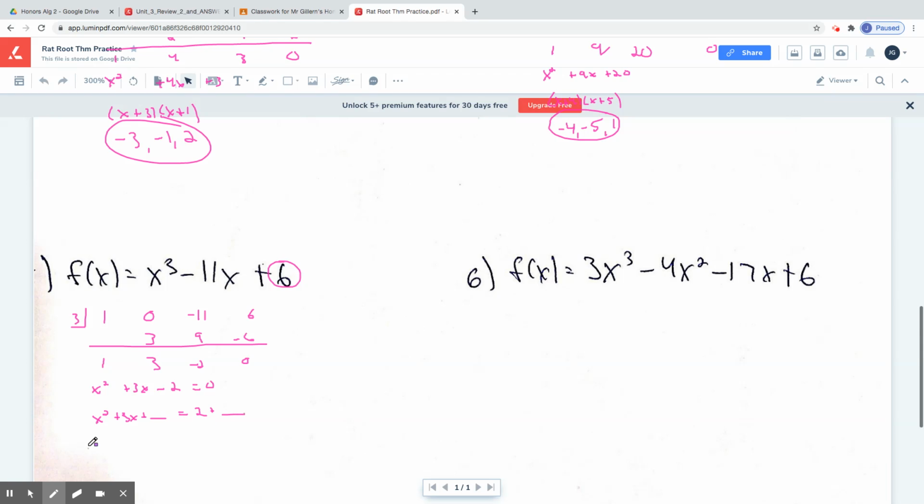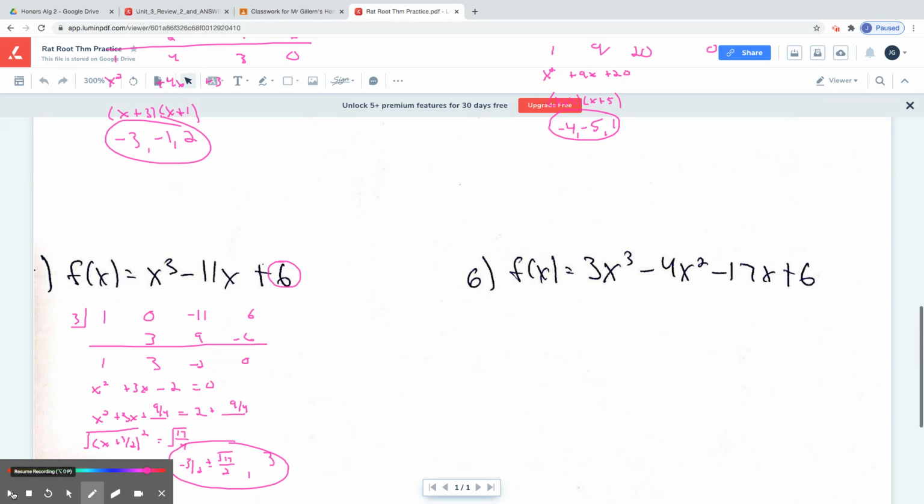Move the negative 2 over. Half of 3 is 3 halves. Square that, we get 9/4. 2 is 8/4. 8 plus 9 is what? 17/4. We then take the square root of both sides, and we end up with negative 3 halves plus or minus the square root of 17/4, which is the square root of 17 over 2. That plus 3 are my zeros.